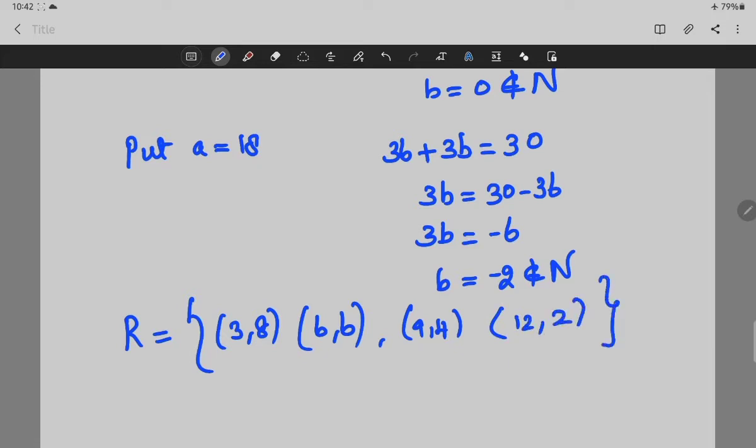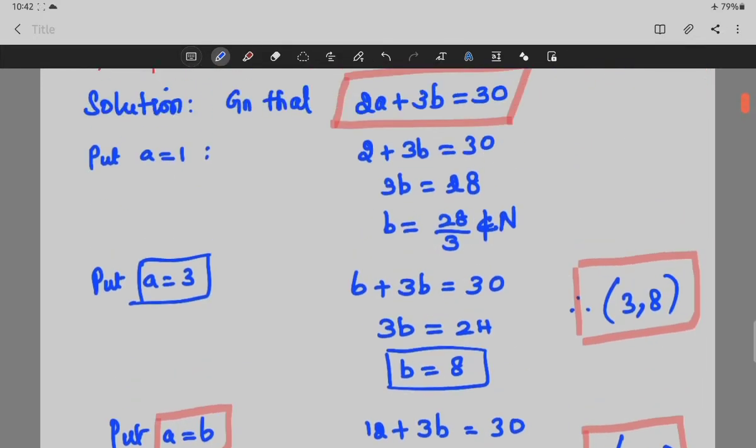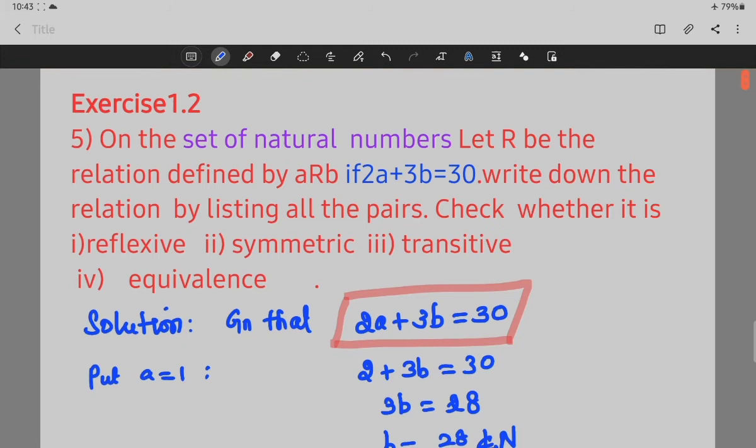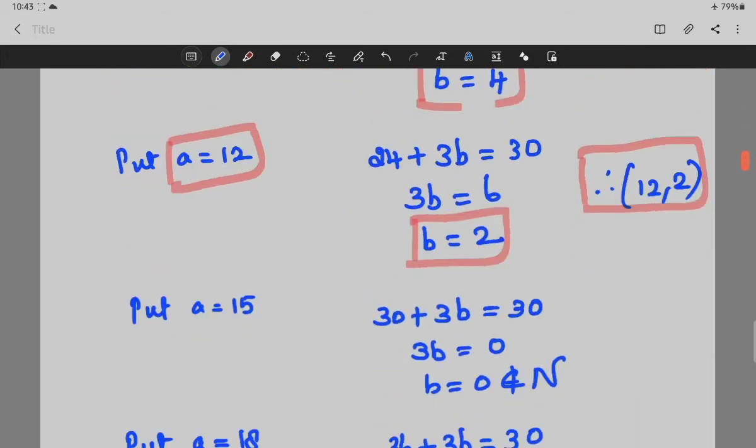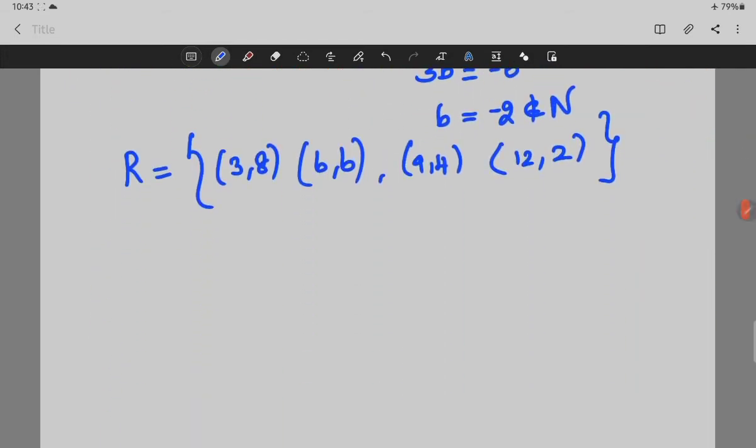So here we have listed all the ordered pairs in the relation. Your question is, write down the relation by listing all the pairs, which we listed out. Next we have to check whether it is reflexive, symmetric, transitive and equivalence. So first we are moving to reflexive.